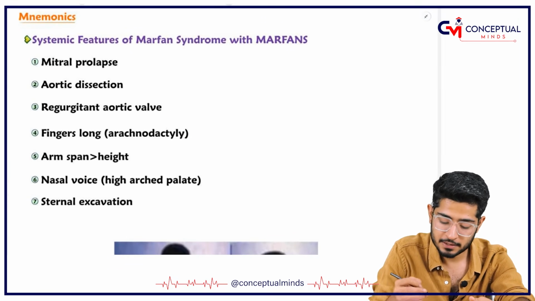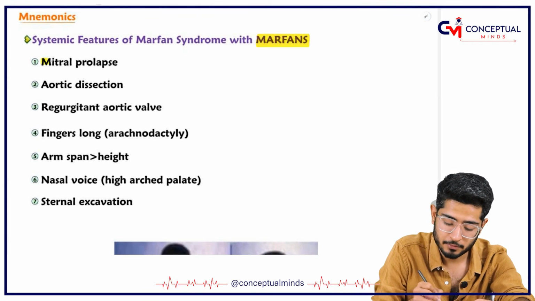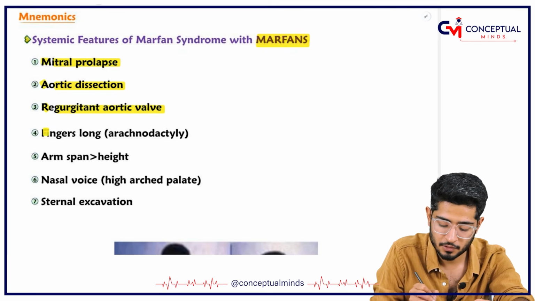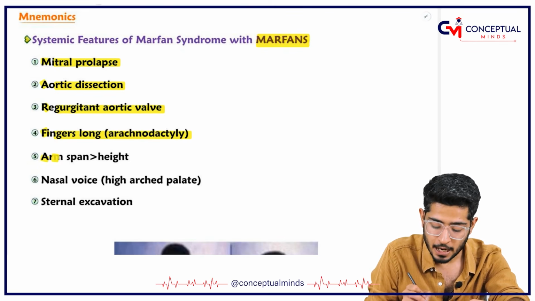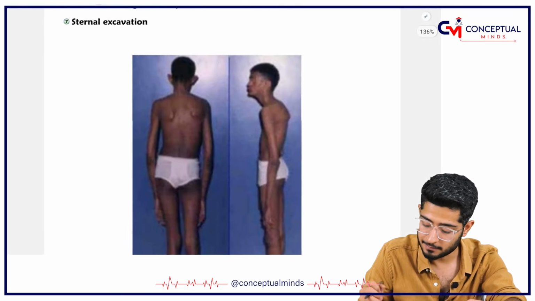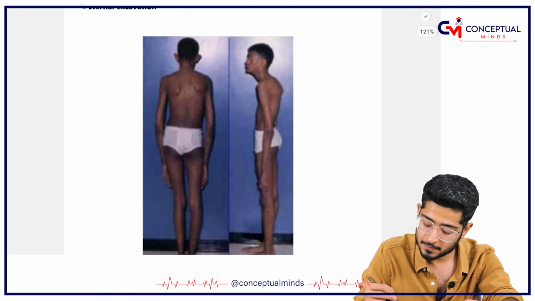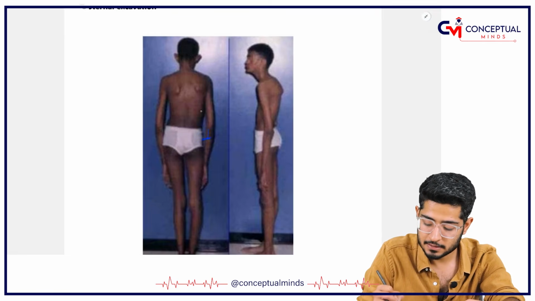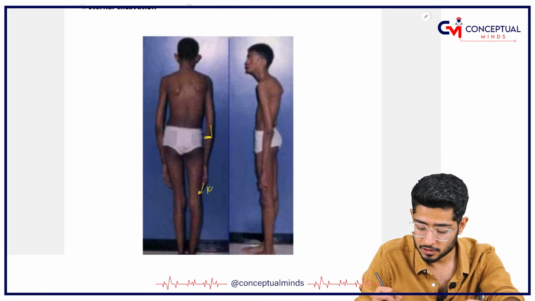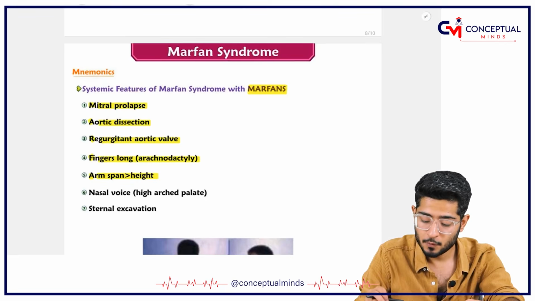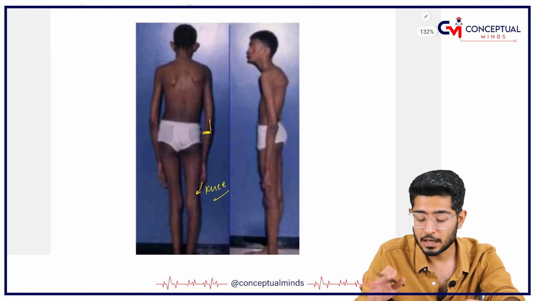And there is a mnemonic for Marfan's, you can just remember: M for mitral valve prolapse, A for aortic dissection, R for regurgitation of the aortic valve. Fingers are long, that is called arachnodactyly. Arm span is more than the height. This is important. So can you see this arm span? Generally your arms might touch this area. If you stand like this, your arms might come till the hips, but their arms can even touch the knees. So the arm span is very high. I mean, the arms are very long.